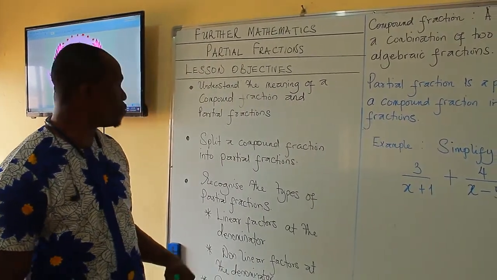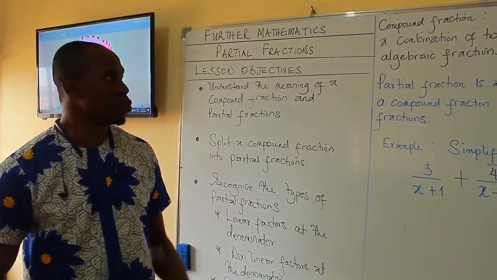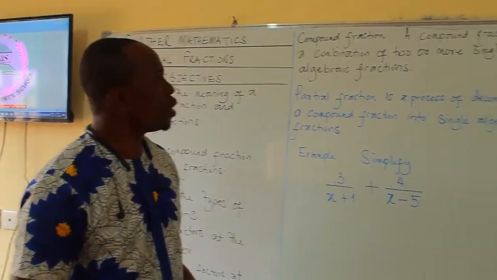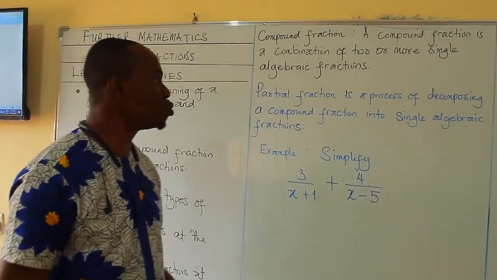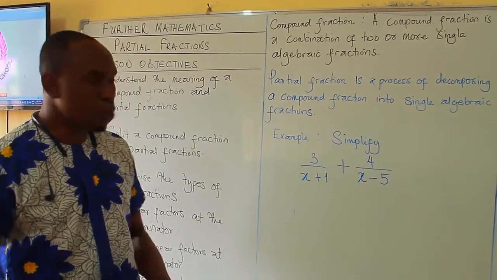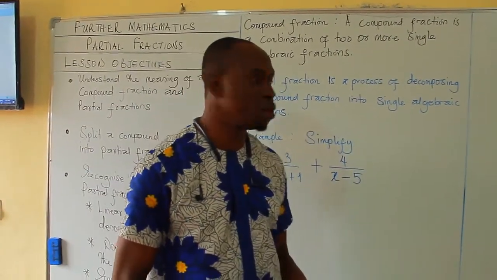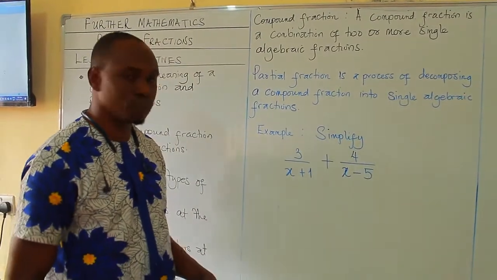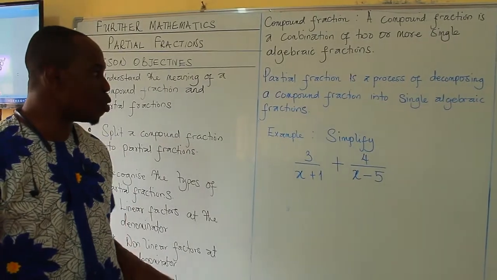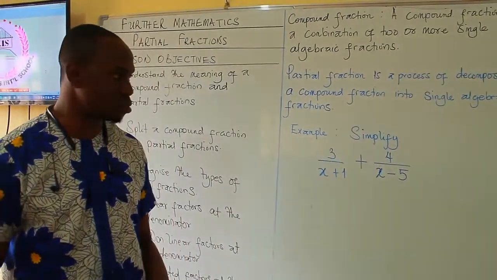So today we will first of all learn the meaning of compound and partial fractions. We have on the board the meaning of a compound fraction, and it says a compound fraction is a combination of 2 or more single algebraic fractions. And then a partial fraction is a process of decomposing a compound fraction into single algebraic fractions.